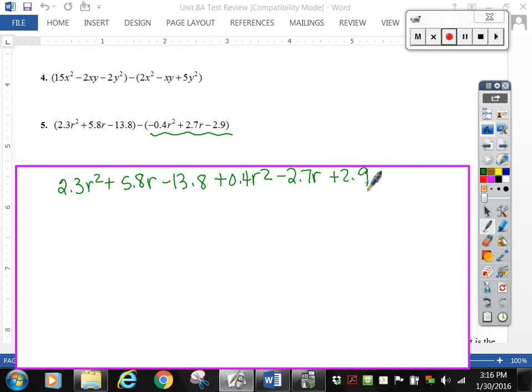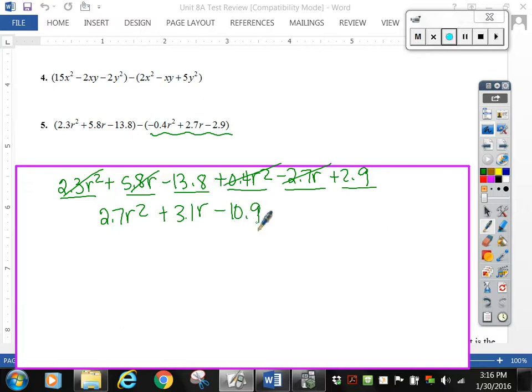Now I'm going to add my like terms. So 2.3r squared plus 0.4r squared is 2.7r squared. Cross them out. 5.8r minus 2.7r is 3.1r. And then negative 13.8 plus 2.9 is minus 10.9.